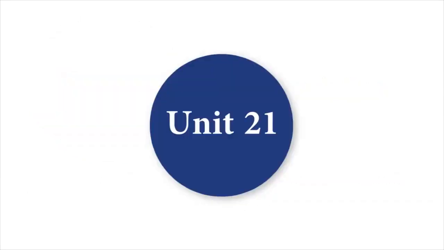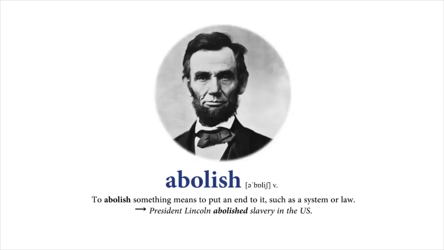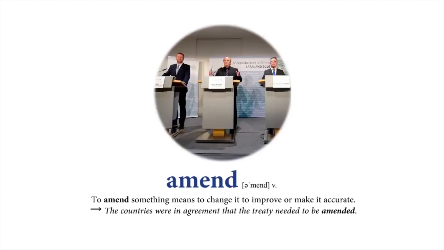Unit 21. Word list. Abolish. To abolish something means to put an end to it, such as a system or law. President Lincoln abolished slavery in the U.S. Amend. To amend something means to change it to improve or make it accurate. The countries were in agreement that the treaty needed to be amended.